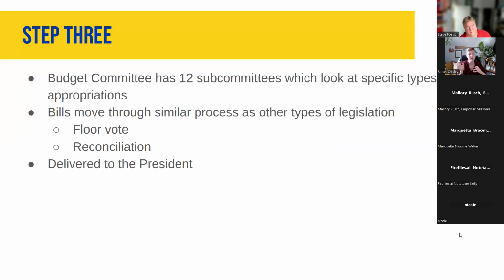The Budget Committee has 12 subcommittees. Right, there's the whole House. There's a Budget Committee, which is relatively large. And there are 12 subcommittees under those who look at specific types of appropriations. Another reason why this general 13 bill package is a useful idea. But bills move through the process relatively similarly to other types of legislation. They'll be in the subcommittee, there'll be committee conversations, there'll be a floor vote, there'll be some reconciliation process, and finally, right, it's delivered to the president. Starts in the House, moves over to the Senate, and then that final bill will move forward.